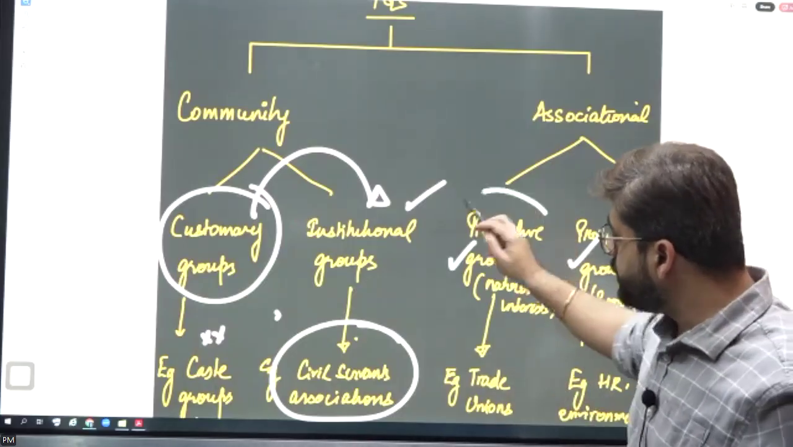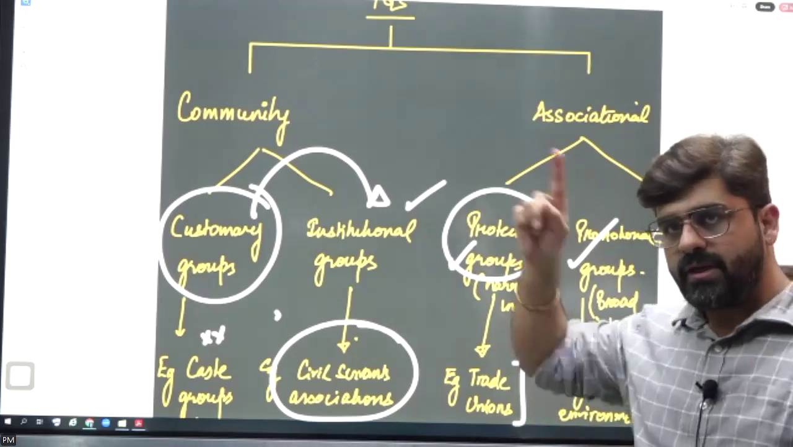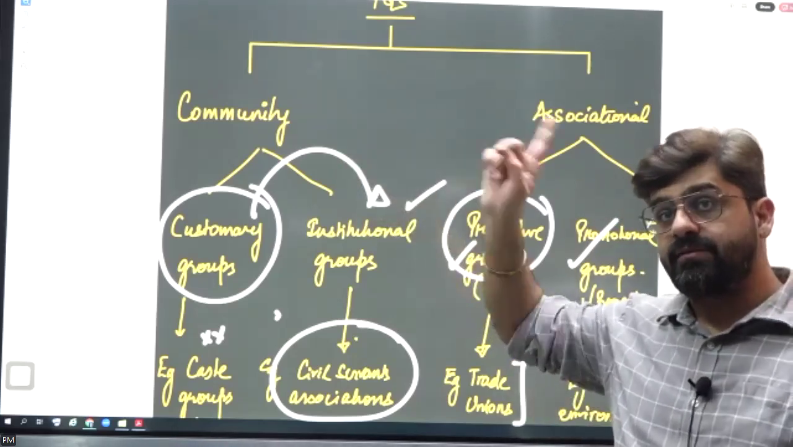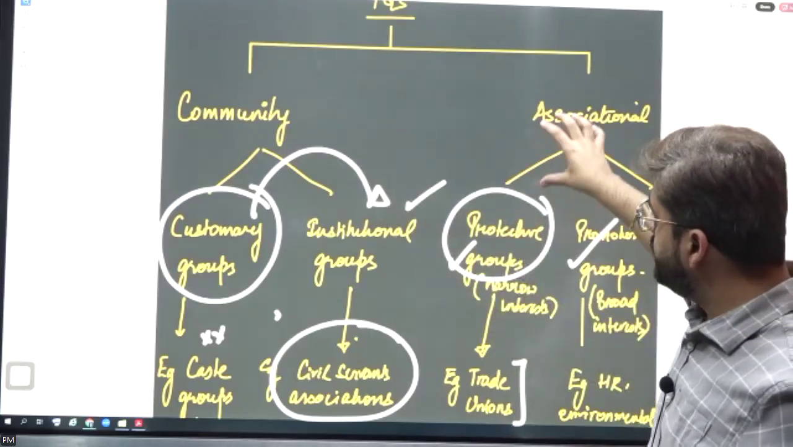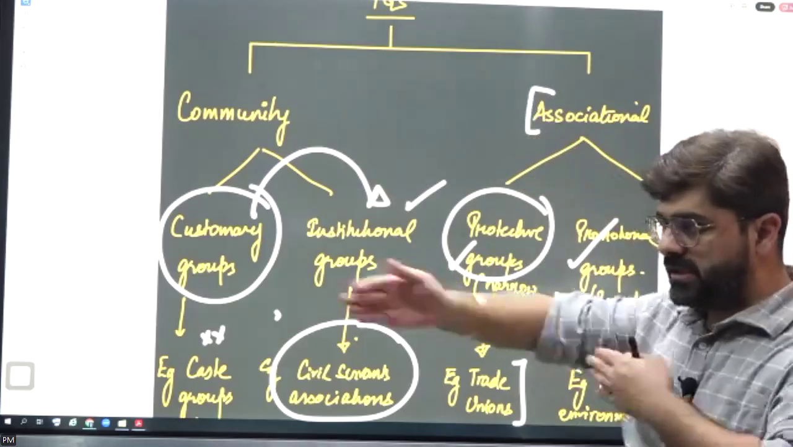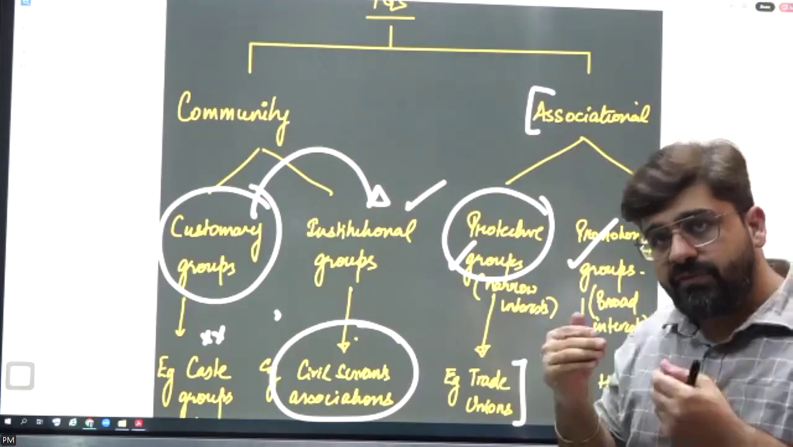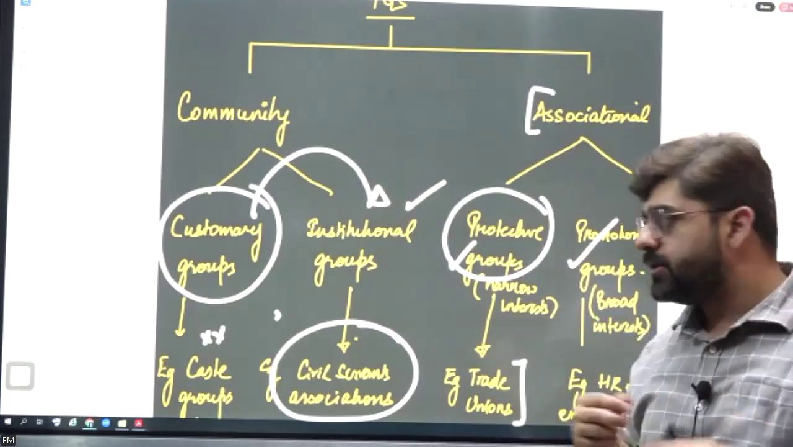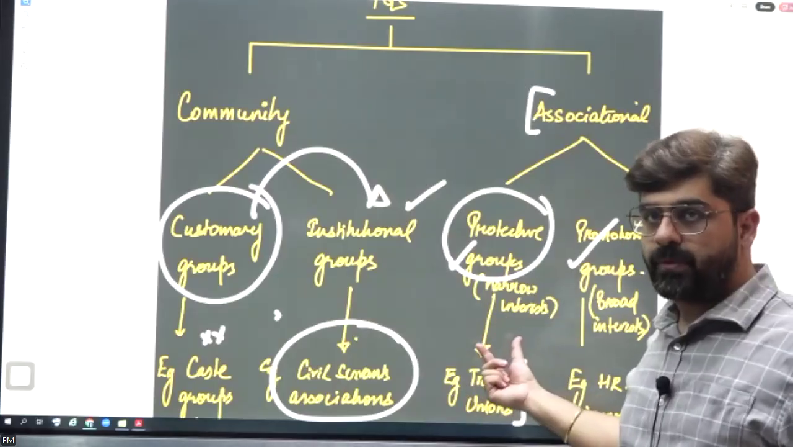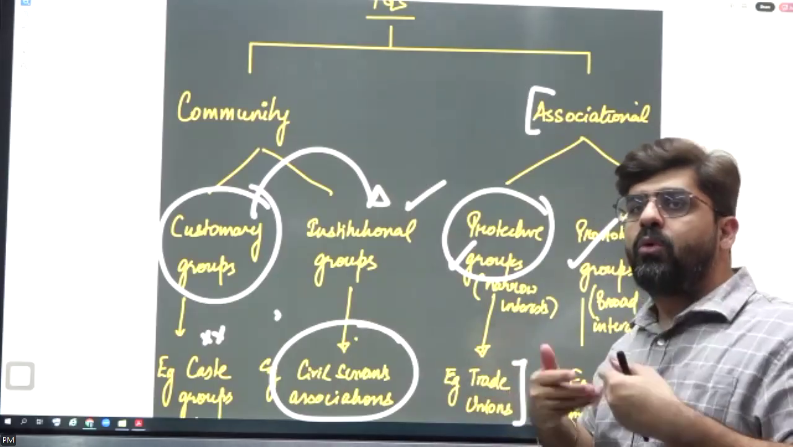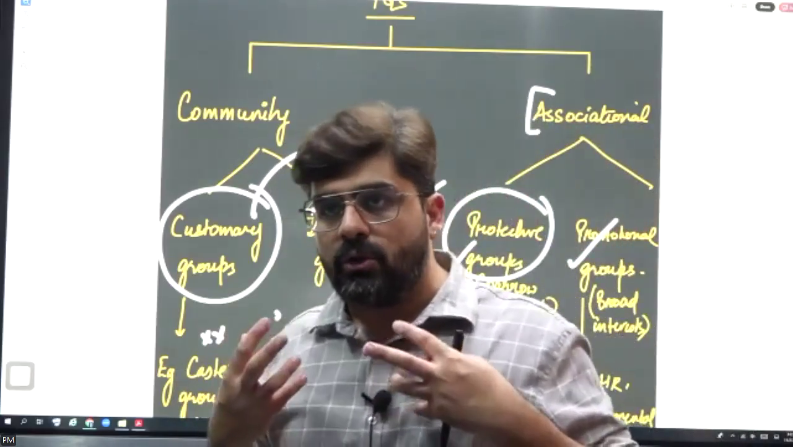Protective groups, they are protecting their interests. For example, trade unions. You remember where we classified trade unions there? We classified it in associational. He's saying you associate with each other because you have same interests. So you're a worker, okay. Now you're working for the cause of your interests. So you are protecting your interest. Protective groups.